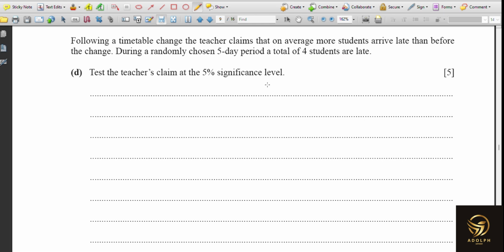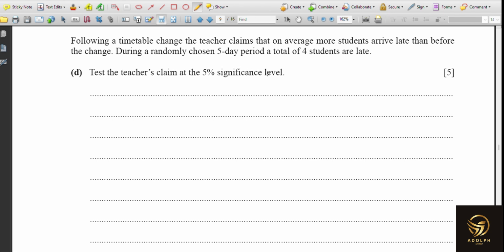So the next subdivision is actually hypothesis testing, and it is an interesting one. Okay, let us read the problem. Following a timetable change, the teacher claims that on average more students arrive late than before the change. So after the timetable change, she is realizing that more students arrive late than before.